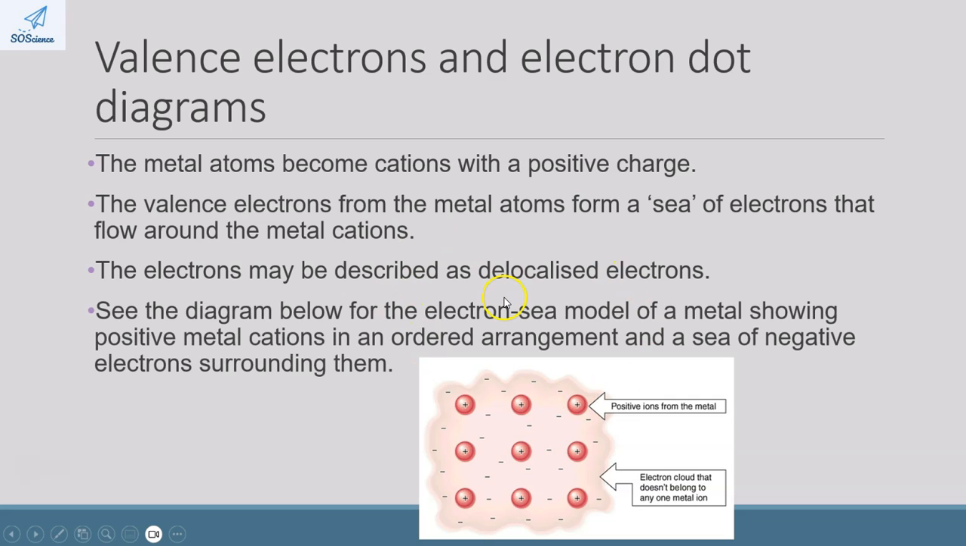So this diagram shows us the electron sea model, which indicates what a metallic bond looks like. And remember that a bond is an electrostatic force of attraction between the positive part and the negative part of an atom or atoms. So here we can see a sea of negatively charged electrons that surround these positively charged cations.